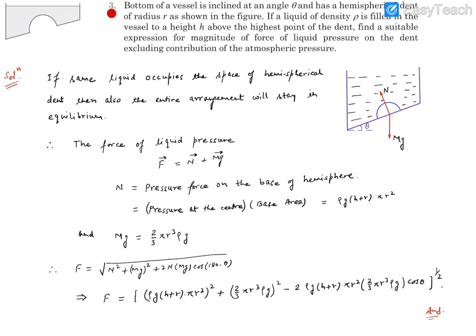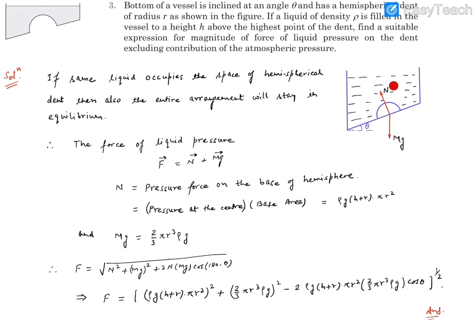Question number 3 says the bottom of a vessel is inclined at an angle theta and has a hemispherical dent of radius r, as shown in the figure. If a liquid of density rho is filled in the vessel to a height h above the highest point of the dent, find a suitable expression for the magnitude of the force of the liquid pressure on the dent, excluding the contribution of the atmospheric pressure.